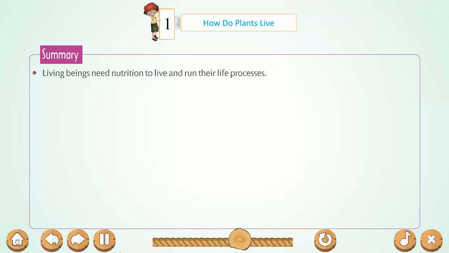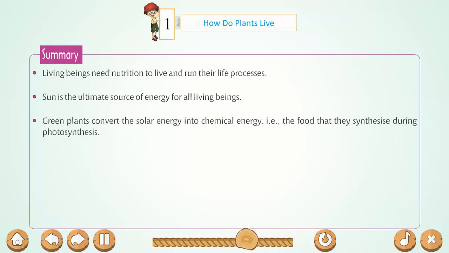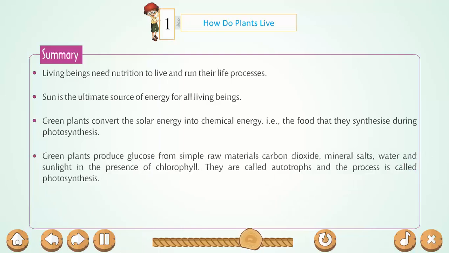Summary. Living beings need nutrition to live and run their life processes. The sun is the ultimate source of energy for all living beings. Green plants convert solar energy into chemical energy, that is, the food that they synthesize during photosynthesis. Green plants produce glucose from simple raw materials, carbon dioxide, mineral salts and water, with sunlight, in the presence of chlorophyll. They are called autotrophs and the process is called photosynthesis.